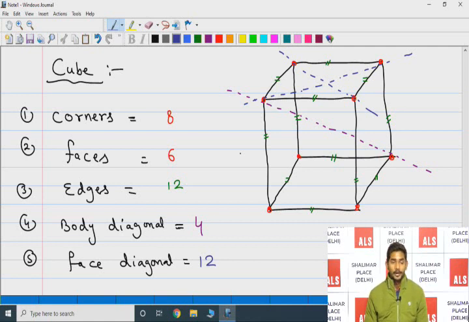First of all, tell me, are you clear with body diagonal and face diagonal? Is there anyone who is having any doubt? Shillong, Itanagar, Tamelong. This is a little bit mathematical section. Okay, good.